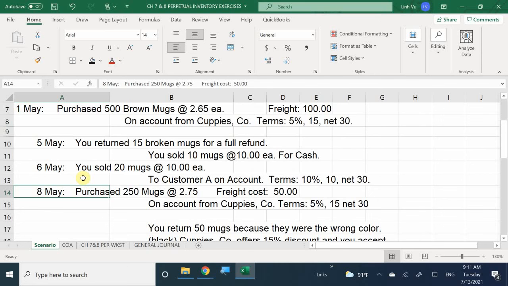Yes, we had more inventory here. We purchased 250 mugs at 275 cents each. Freight cost $50, and we placed it on account from Cuppy's Co., who gave me other terms of 5%, 15, net 30. So 250 mugs at 275.